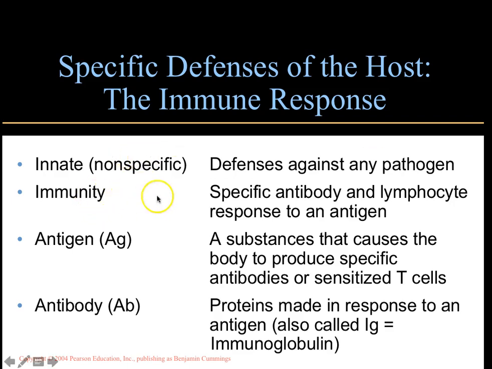So we know that immunity is a specific response now to an antigen, so a specific antibody and lymphocyte response to an antigen. So what is an antigen? Now, this definition says a substance that causes the body to produce specific antibodies to sensitize T cells. I'm going to give you another definition. It's going to be molecules on the surface of cells that allow the immune system to see them as foreign or different. So an antigen is a molecule that is seen by the immune system as foreign or different.